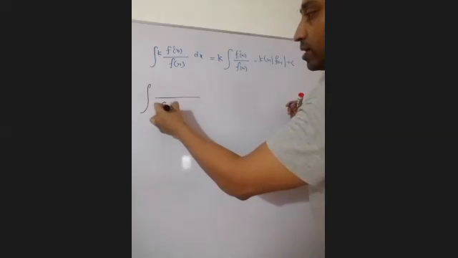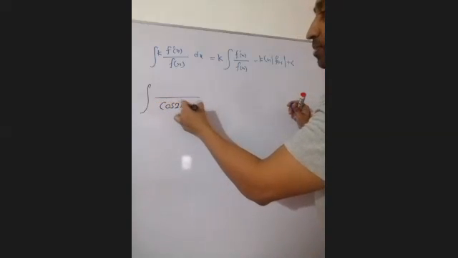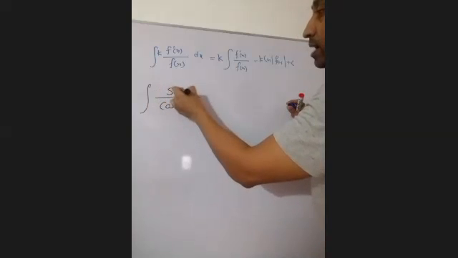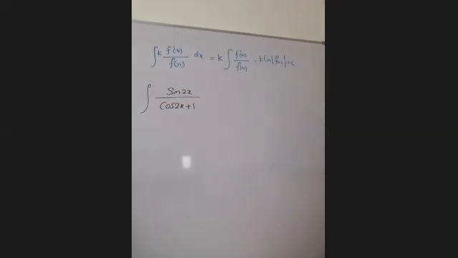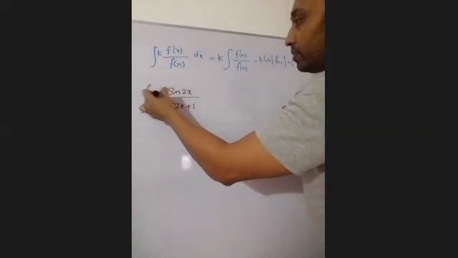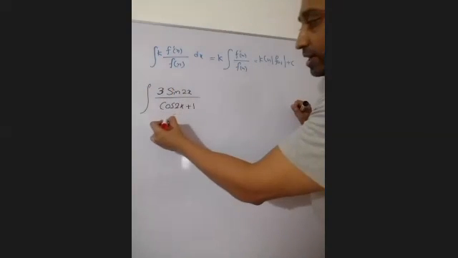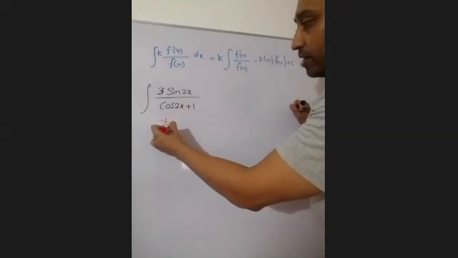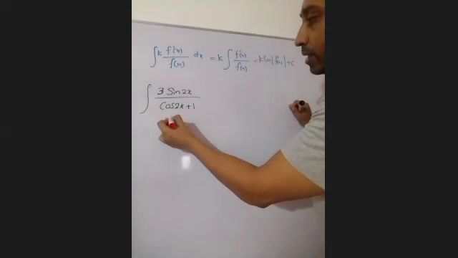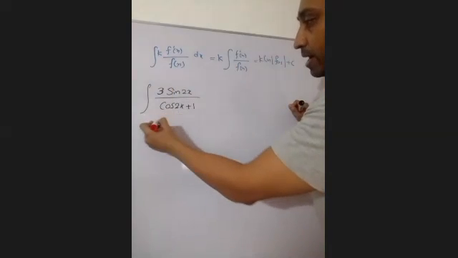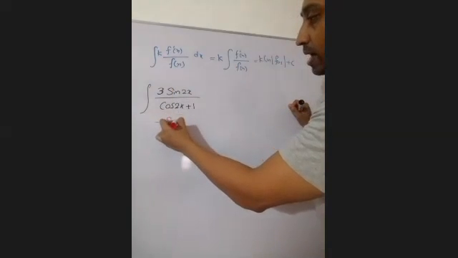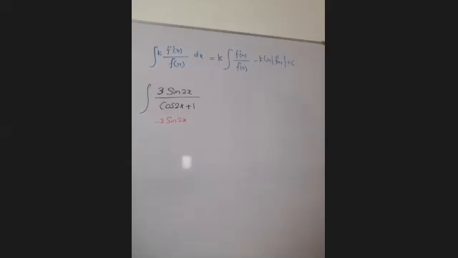Then this is 3 sine 2x over cos 2x plus 1. Now I need to make the integral differentiation. So what is the differentiation of cos 2x plus 1? The differentiation of cos 2x plus 1 is minus 2 sine 2x. I need to make minus 2 sine 2x in the numerator.